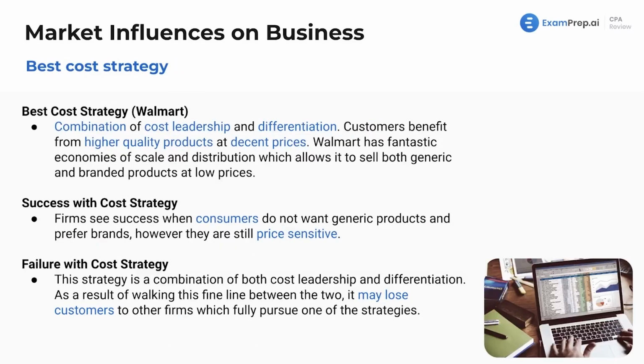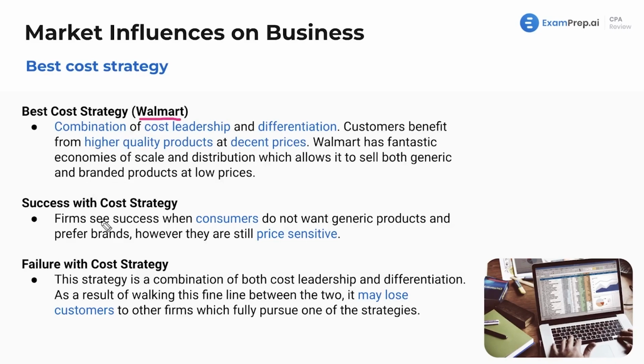The best cost strategy. Well, here we will use the example of good old Walmart. All right, Walmart. If anyone's been to Fayetteville or Bentonville, I guess more so, Arkansas, great place there, wonderful place. Now, Walmart uses best cost strategy, which is a combination of cost leadership and differentiation. Customers benefit from higher quality products at decent prices. Walmart has fantastic economies of scale and distribution, which allow it to sell both generic and branded products at low prices. Yes, generally the products will be good at Walmart. I mean, you're not going to find products as good as a high-end retail store, but for the cost they are, they're pretty high quality.